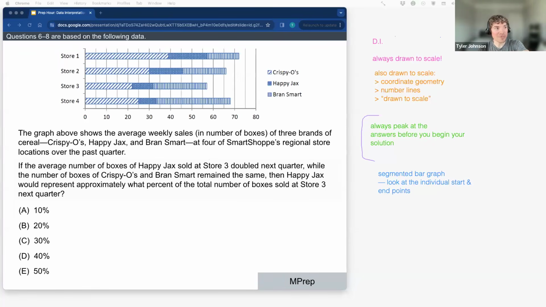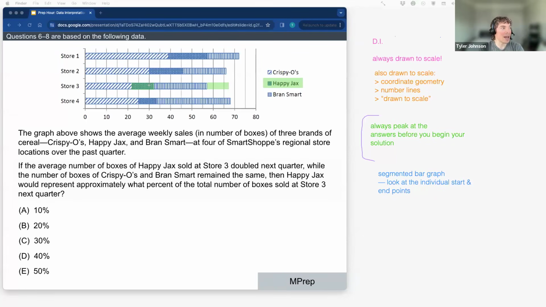So in this problem, we are looking at X at store 3. So Happy Jacks, that amount right there. And what's happening is it's going to double while the other amounts remain the same. So my visual trick here is I like to take that chunk of Happy Jacks, and I'm just going to imagine there was another chunk of Happy Jacks on the opposite side of the bar. So I kind of double it in that way.